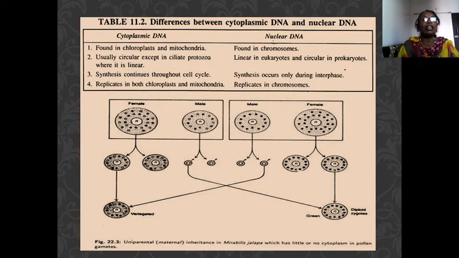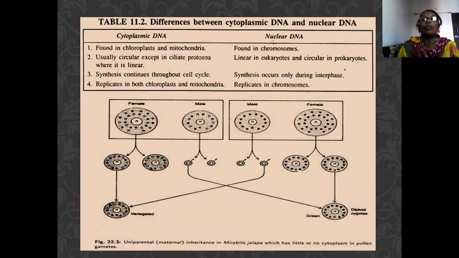And that extranuclear inheritance, cytoplasmic inheritance, non-Mendelian inheritance, has examples such as plastid inheritance, meaning chloroplast inheritance, and mitochondrial inheritance. Again, we have to study the difference between cytoplasmic DNA and nuclear DNA. What is the difference? The cytoplasmic DNA is found only in chloroplast and mitochondria, while nuclear DNA is found only on the chromosomes. Cytoplasmic DNA is circular except in ciliated protozoa. In the ciliated protozoa, its shape is linear.